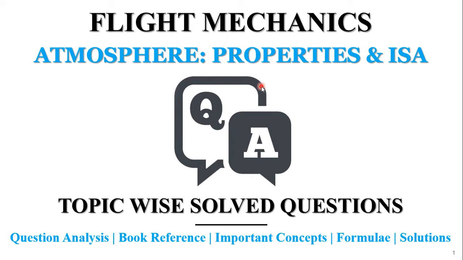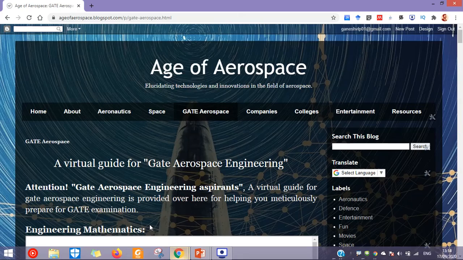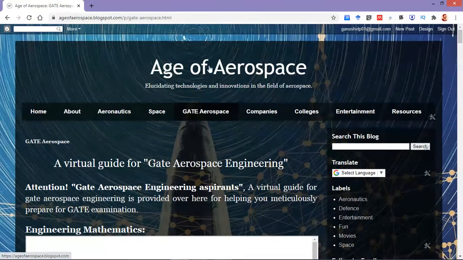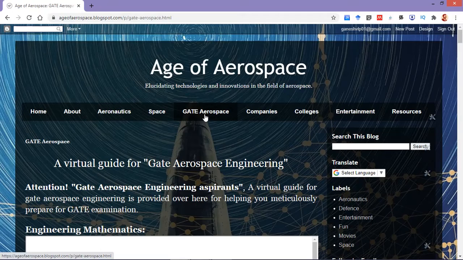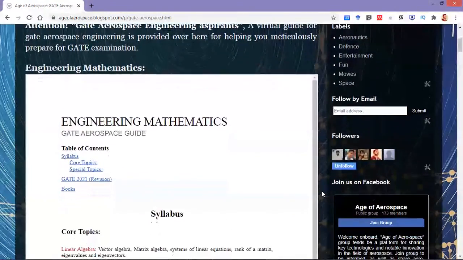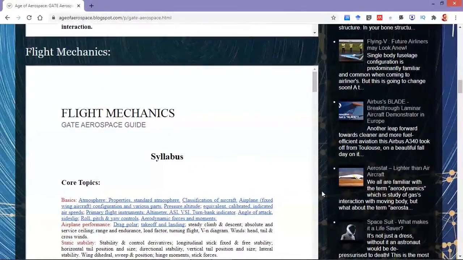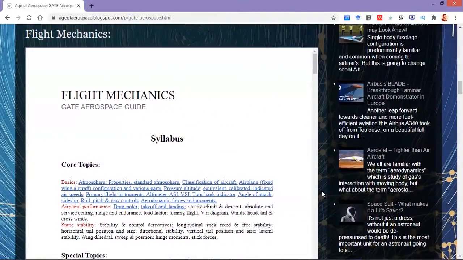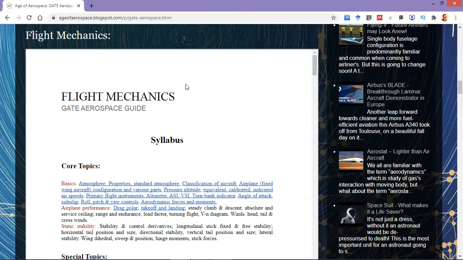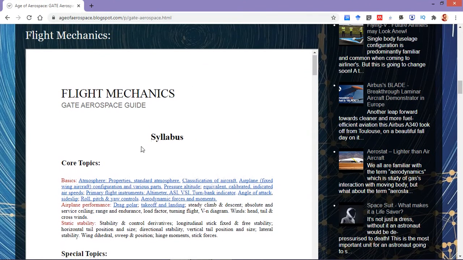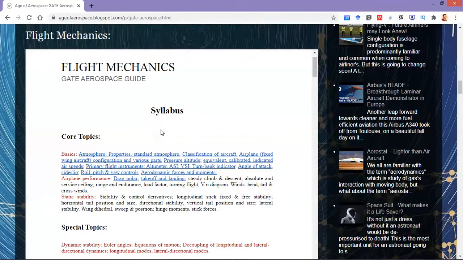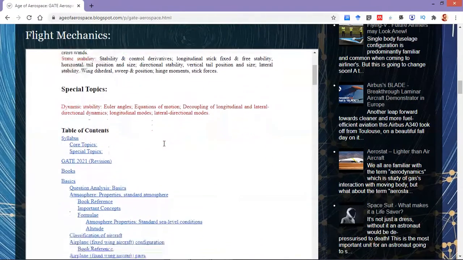Let me switch on over to the blog which consists of these resources. So here we are on the Age of Aerospace blog and the GATE Aerospace Engineering page. Now let me scroll down to the flight mechanics subject. So all the materials are provided over here. Now here we are on the flight mechanics tab. Here we can see the resource, the notes provided as a document.